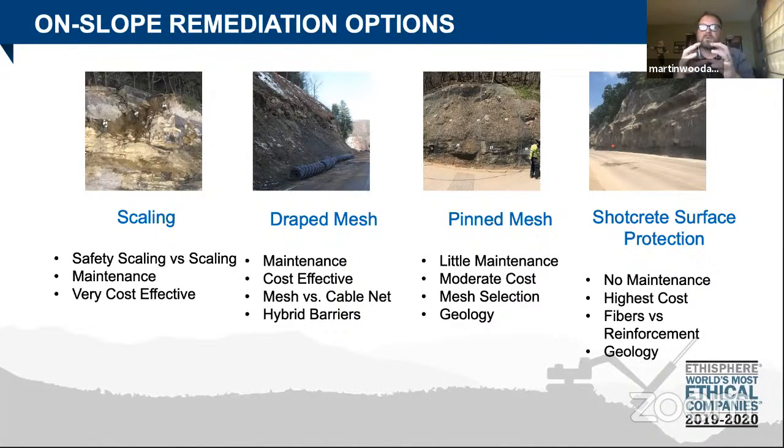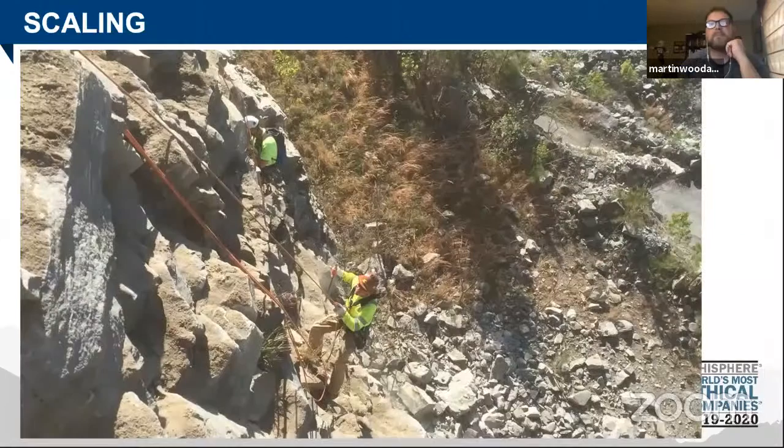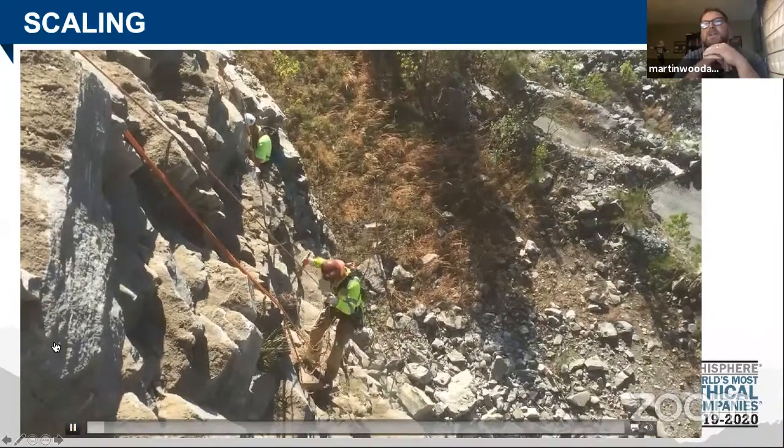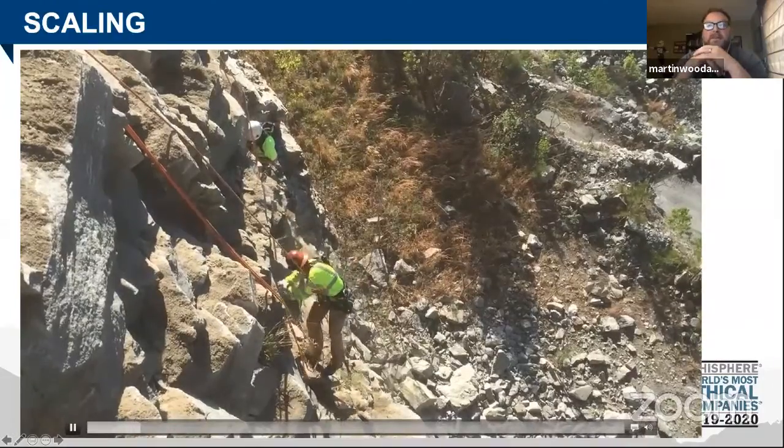And then we move to the next one, which is drape mesh, which is this next one over here. It's got certain things that are good and bad with that. And then we move over to the next bigger boy, which is a pin mesh, and then finally to a shotcrete surface protection and some of the advantages and disadvantages of that. So I love this video. Let's go ahead and play it. And it just shows scaling.